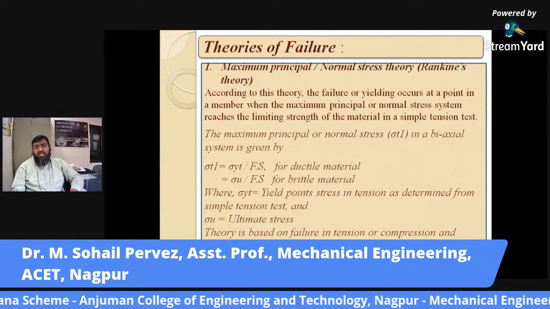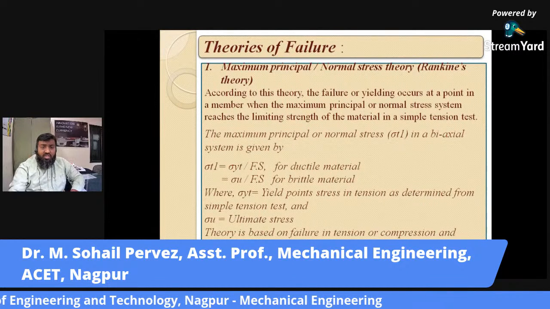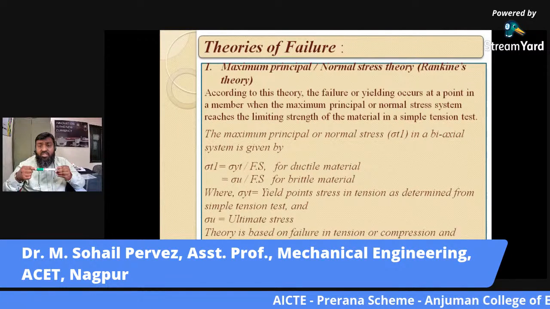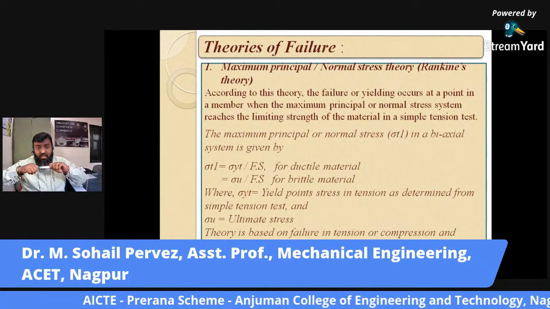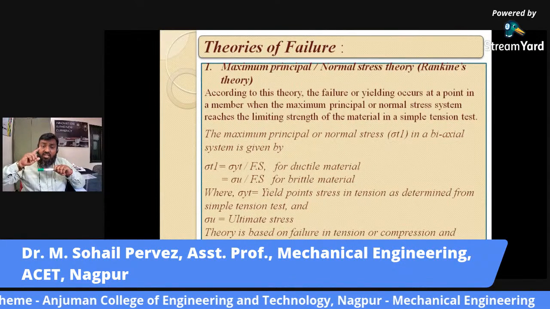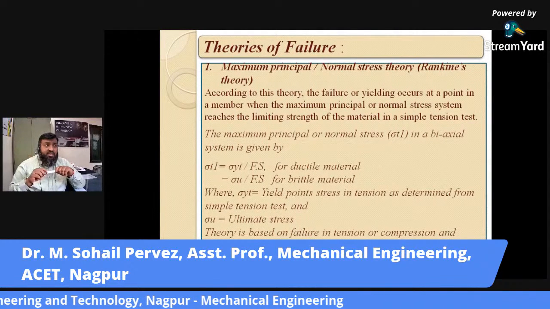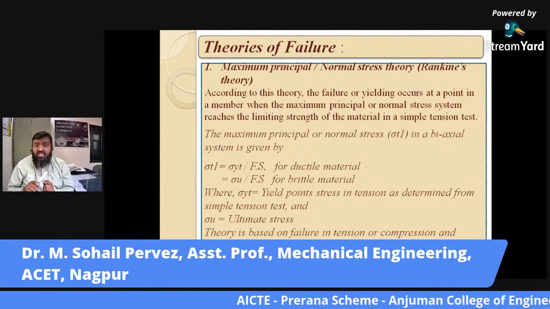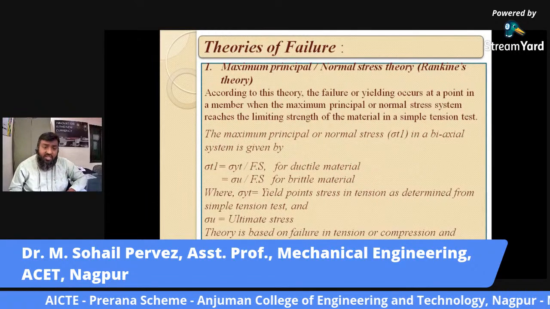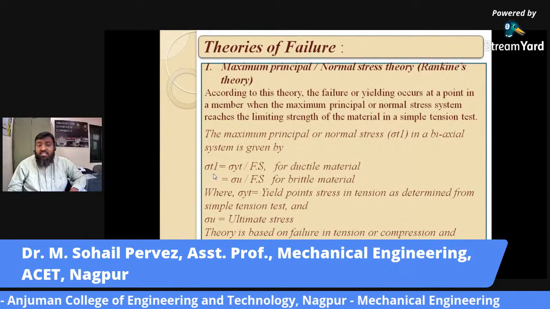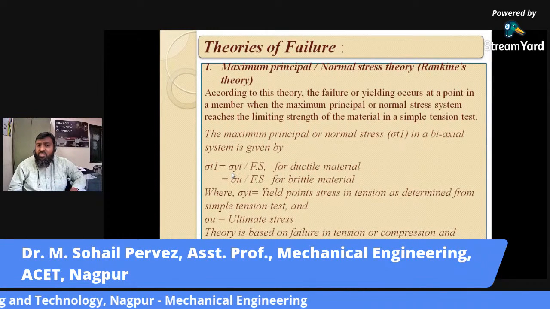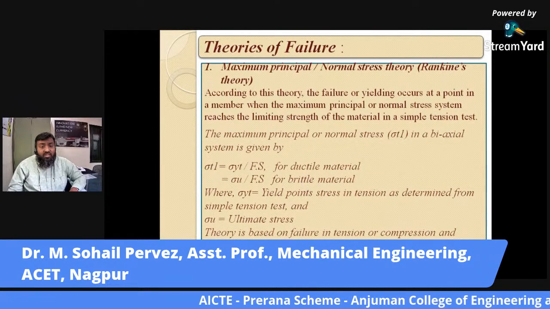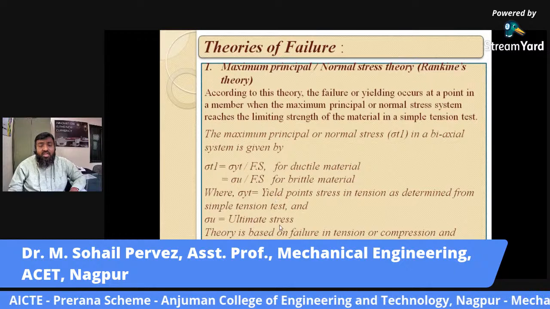In this theory, the failure or yielding occurs at a point in a member. Now please, again I'm repeating, in a member, when the maximum principal or normal stress reaches the limiting strength of the material in a simple tension test. Now when we say simple tension test, the system would be biaxial only. So I'm applying tensile load in this direction as well as in this direction also. In that case, it would be written as sigma T1, or simply sigma T, is equal to sigma YT upon factor of safety, or sigma UT upon factor of safety, depending upon the nature or type of material, where sigma YT is the yield point stress and sigma UT is the ultimate strength.